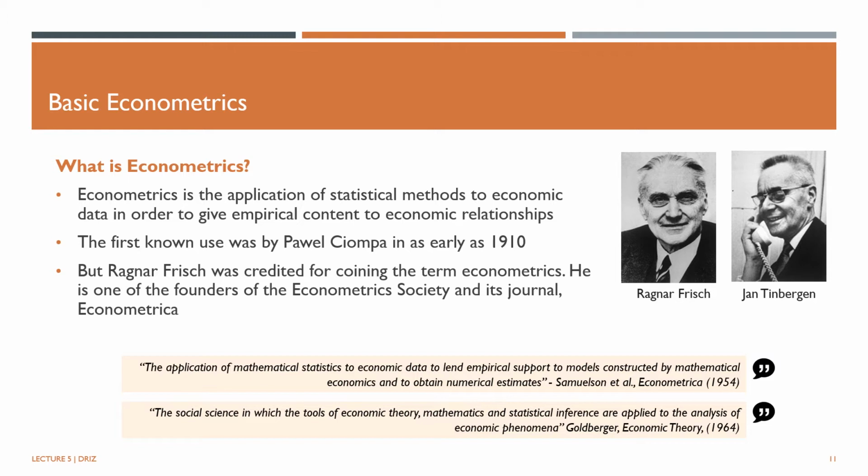The first use of the term in cognate form was by Polish economist Paweł Ciąpa in 1910, who at the time conceived econometrics as being entirely descriptive. But it was Norwegian economist Ragnar Frisch who was widely credited for coining the term econometrics and for establishing it as a subject in the sense it is known today. He is also one of the founders of the Econometric Society and its journal Econometrica. In fact, both he and Jan Tinbergen won the Nobel Prize in 1969 for having developed and applied dynamic models for the analysis of economic processes. Here are several popular definitions of econometrics.